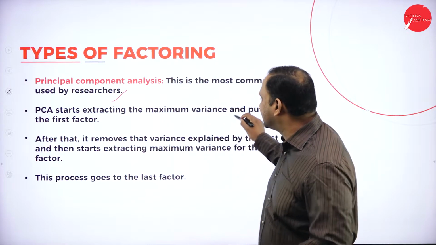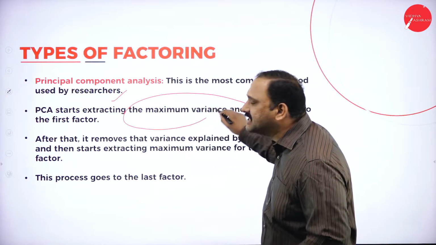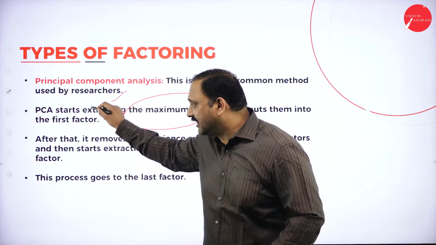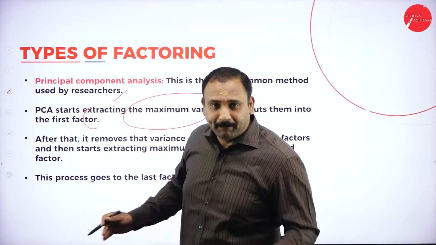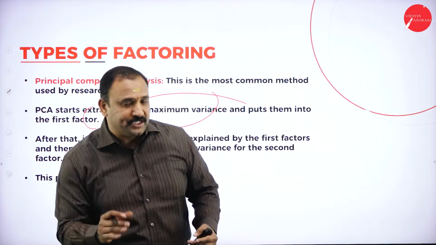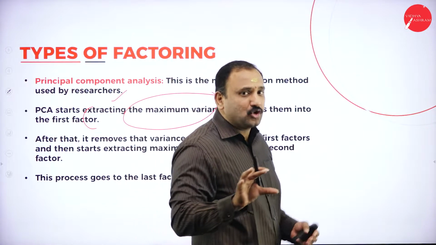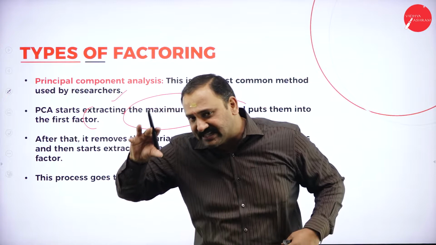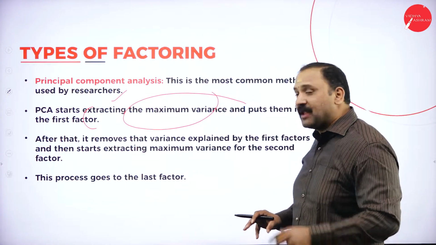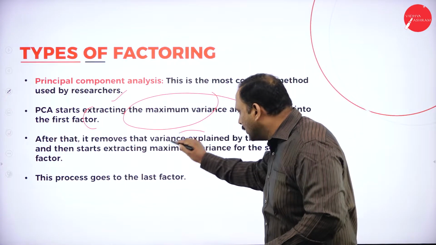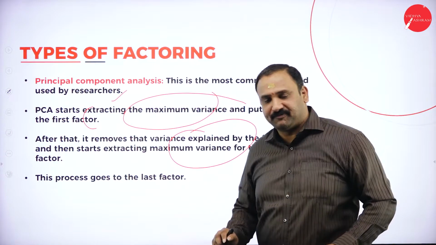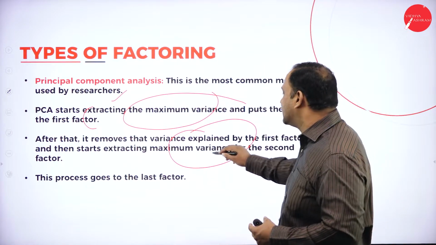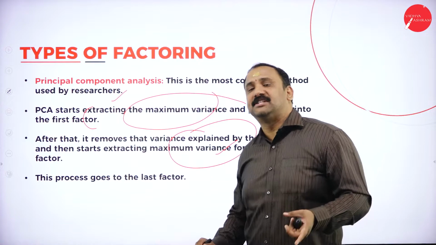It starts by extracting the maximum variance and puts it into the first factor. As in the example we discussed, all 40 students are put in one single lot. So all the common components are going to be put into one single system altogether. After that, it will remove the variance explained by the first factor and then start extracting maximum variance for the second factor.